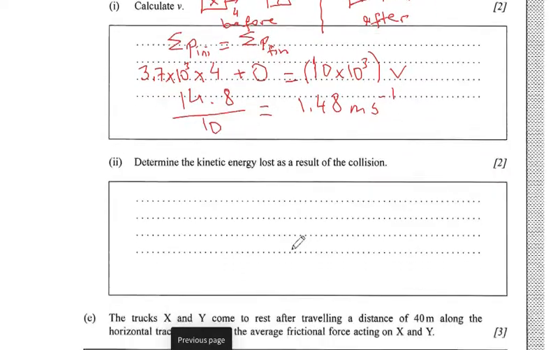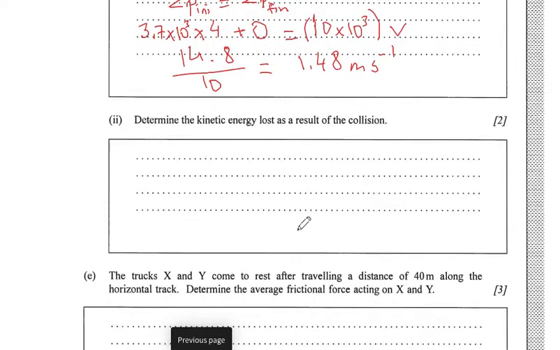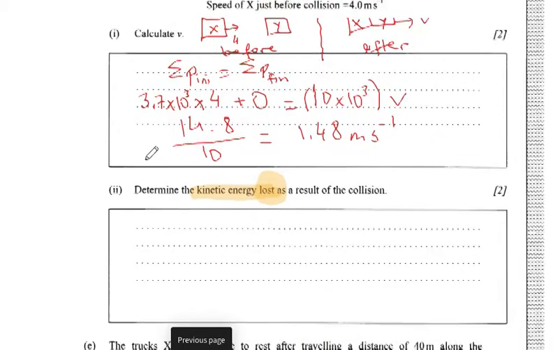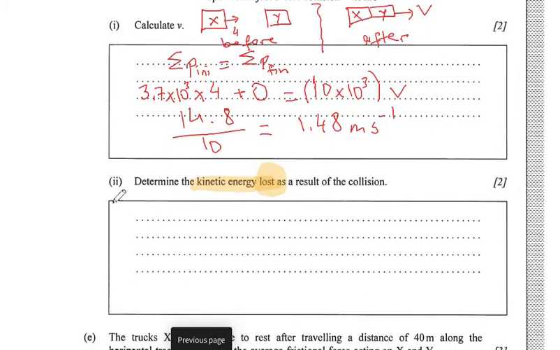To find the kinetic energy lost as a result of the collision, I'm going to highlight what the question wants from us. It's not just asking for a kinetic energy calculation, but also for the amount of energy that is lost, which means I need to find the difference between the initial total energy and the final total energy.